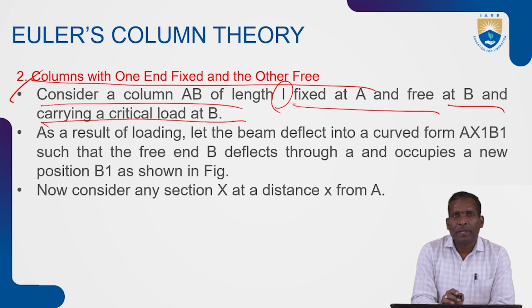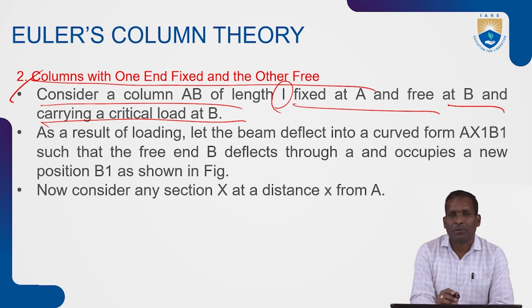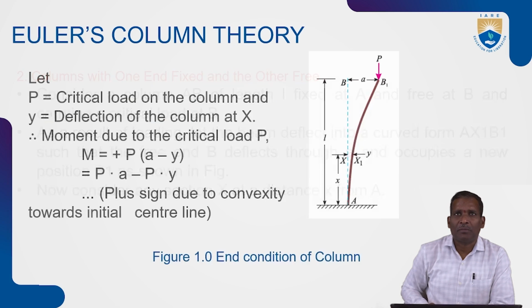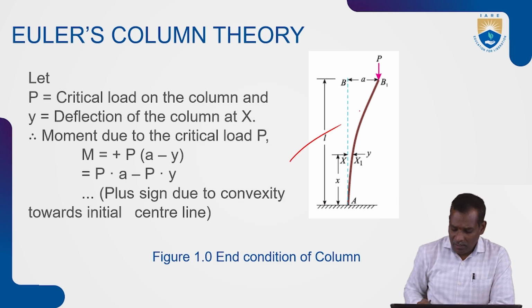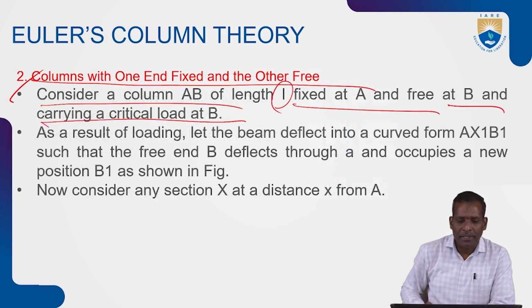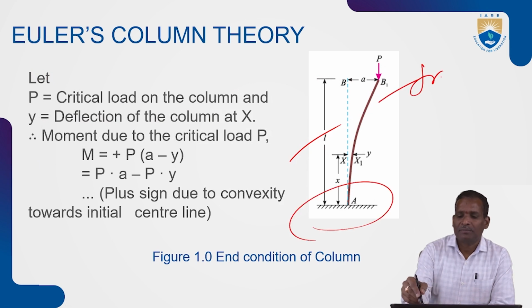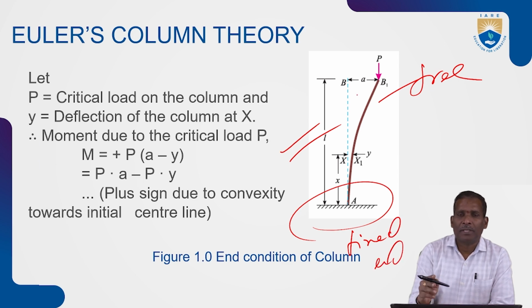As a result of loading, let the column deflect into the curved form AX1B1. I will show you the diagram. Thus the free end B deflects through a distance a and occupies a new position B1, as shown in the figure. Now consider any section X at a distance x from A. This is the end condition diagram of the column: one end fixed and the other end free. The length of the column is L.